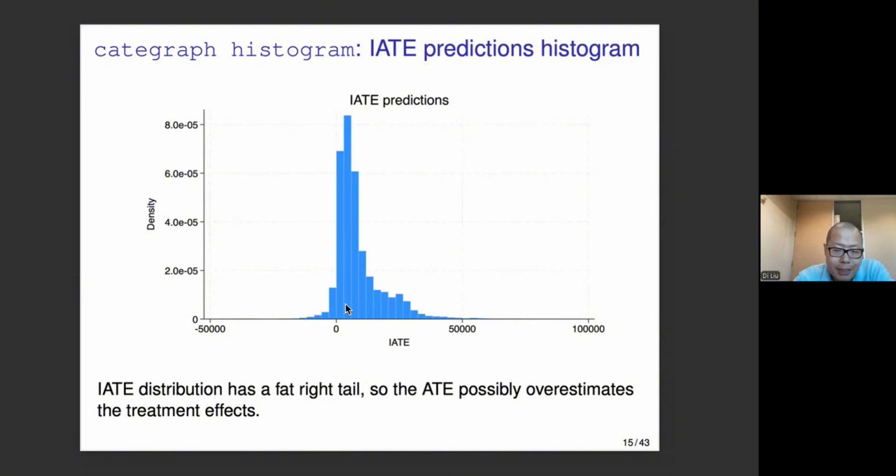Because this is just a visual inspection of the treatment effects. However, just looking at this histogram cannot tell us whether treatment effects are heterogeneous or not. Sometimes, even if the treatment effects are homogeneous, the histogram can also be distributed like a regular histogram. That's because there's some noise in data.